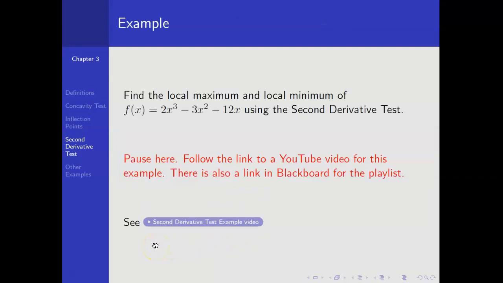So we're going to look at an example now. We are going to find the local max and local min of the function f of x equals 2x cubed minus 3x squared minus 12x using the second derivative test. So again, pause, follow the link to the YouTube video for this example, and then we will continue after the video.